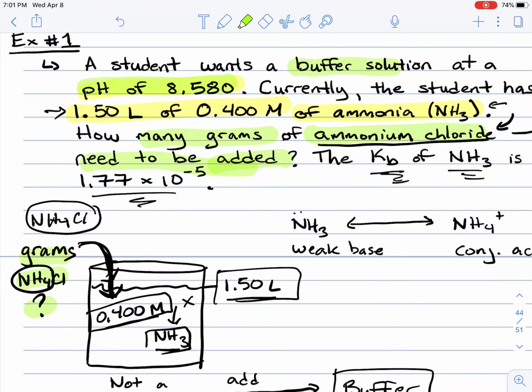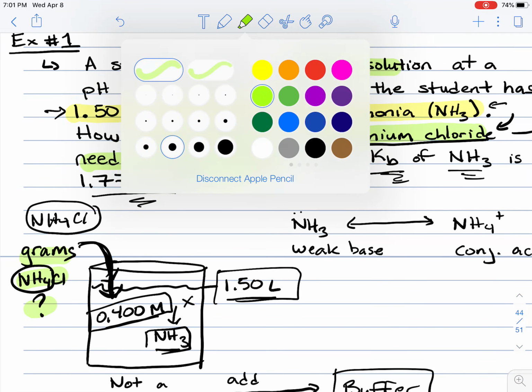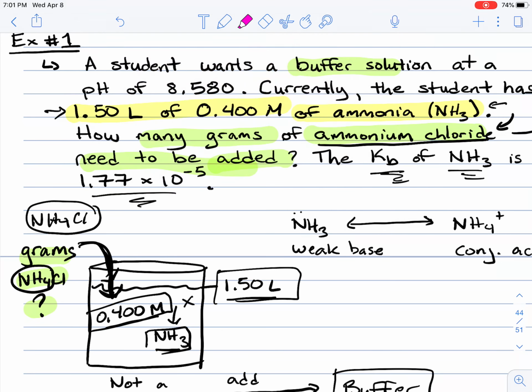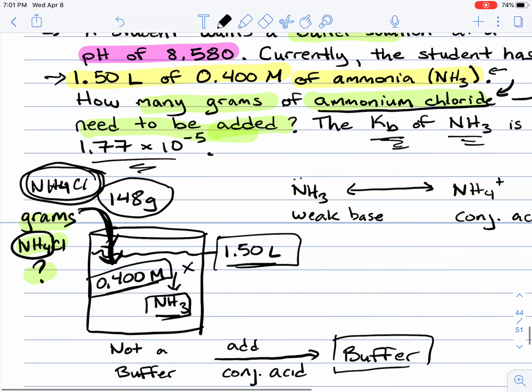And so I'm going to erase this because I'm going to re-highlight it again in pink. So if you want a buffer solution at a pH of 8.580, we are going to add 148 grams of ammonium chloride into this solution that contains 1.50 liters of a 0.400 molar ammonia solution.